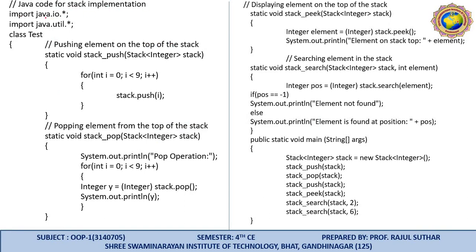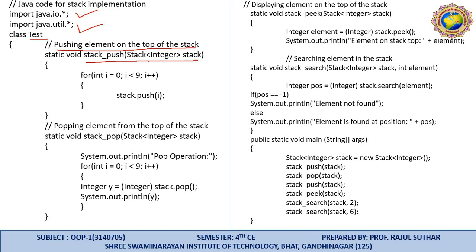So we require import java.io.* and import java.util.*. The name of the class is Test. You can change the name to whatever the name of your program is. We are pushing elements on the top of the stack by using the push method. So what is the use of the push method? We are inserting the element.